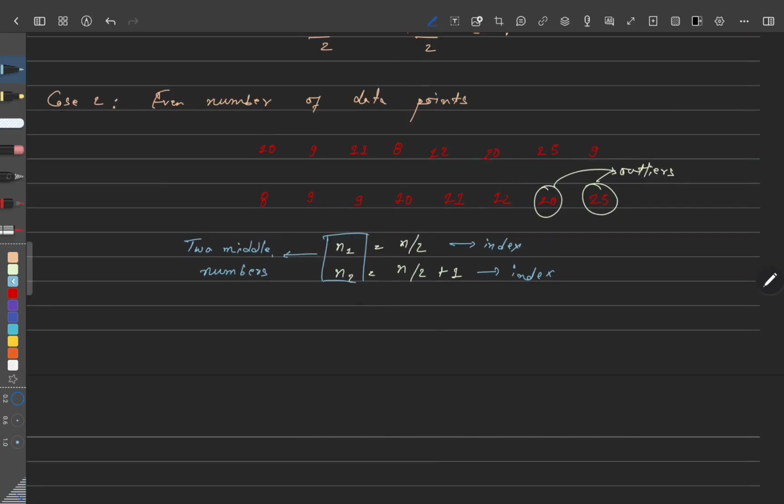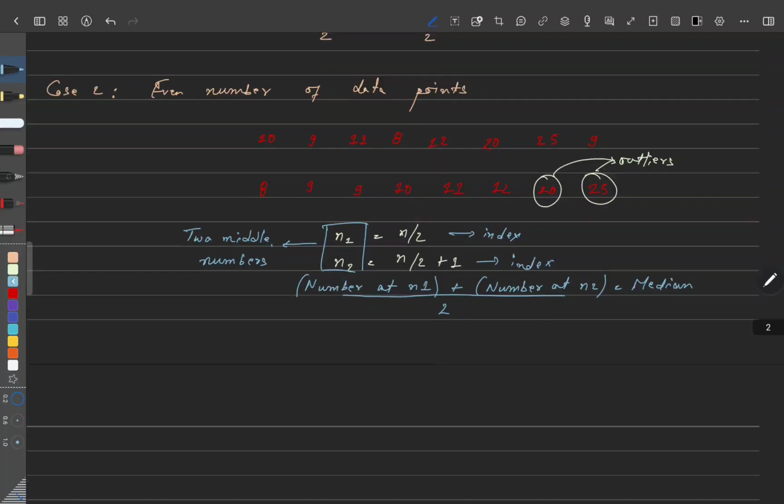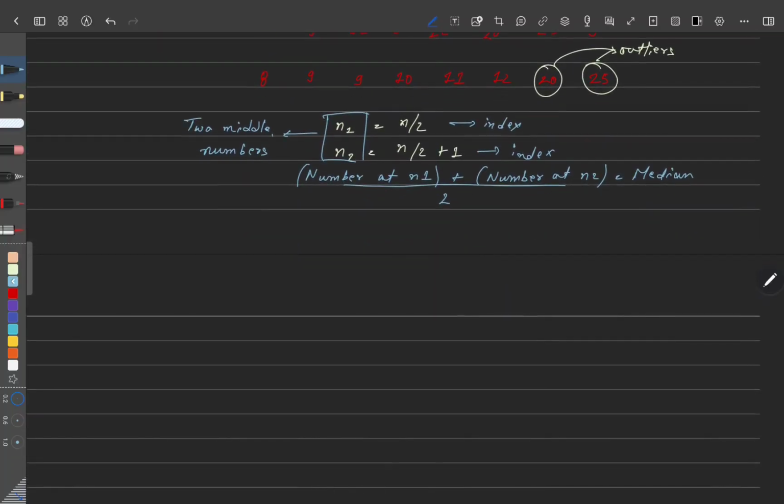Now the formula goes something like this. The number at n1 plus the number at n2, divided by 2, equals the median. This is nothing but the arithmetic mean formula for the two middle numbers. As simple as that. So let's try and find it out.